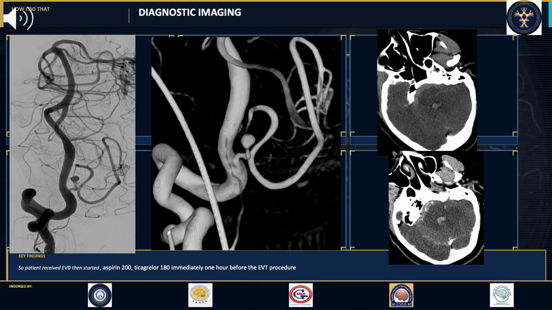DSA and 3D volumetric reconstruction showed a dissecting PICA aneurysm at the junction between the telovelotonsillar segment P4 and the tonsillomedullary segment P3, and this anatomical location carries some important clinical implications. 1. The intraventricular component of hemorrhage as shown in CT with fourth ventricular hemorrhage. 2. Major challenges for both surgery and EVT.